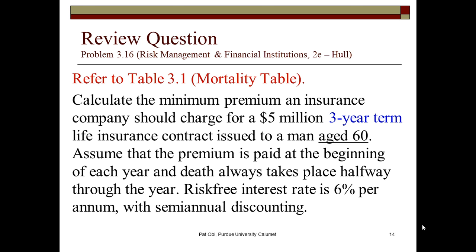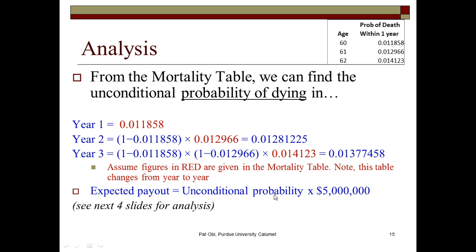Review problem. It says calculate the minimum premium an insurance company should charge for a $5 million 3-year term life insurance contract issued to a man age 60. Assume the premium is paid at the beginning of each year and death always takes place halfway through the year. Risk-free interest rate is 6% per year with semi-annual discounting.